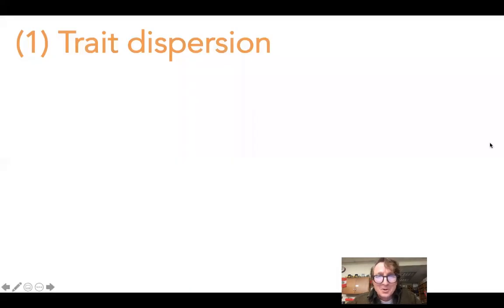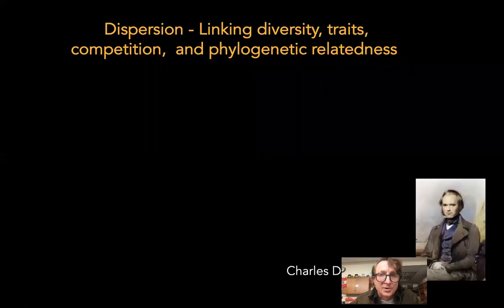Okay, so the first area that I want to highlight is research associated with trait dispersion. Dispersion is a word that indicates, if you array traits along an axis going from low trait values to high trait values, how clustered or dispersed those traits are along a trait axis. So I'll give a few examples of this.